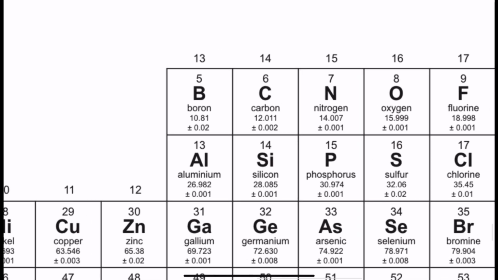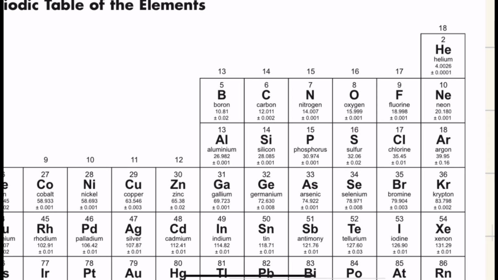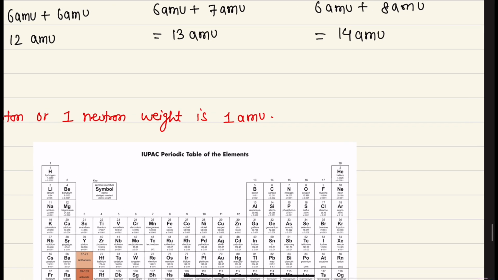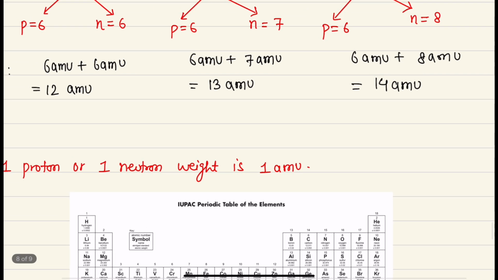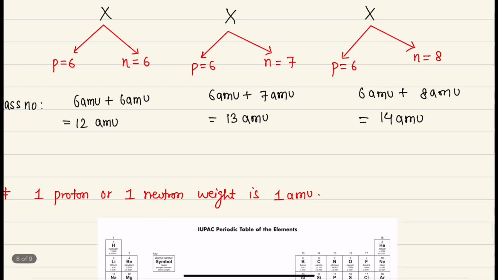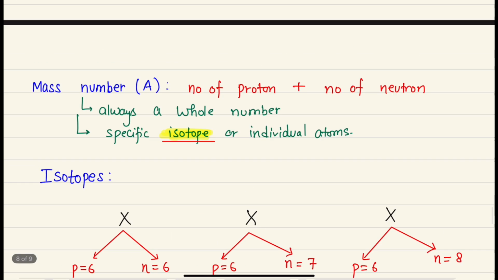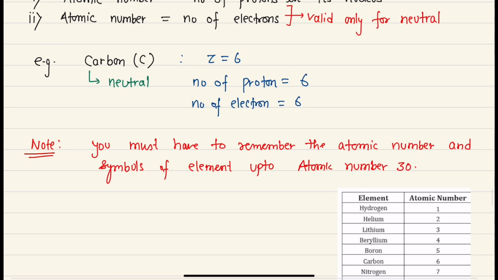See here. First of all, I told you, right? Atomic number equals the number of protons. If I have to find it, check the atom in the periodic table which has atomic number 6. Simple. If you find the atomic number, automatically you will get the number of protons, right or not? Simple, no?